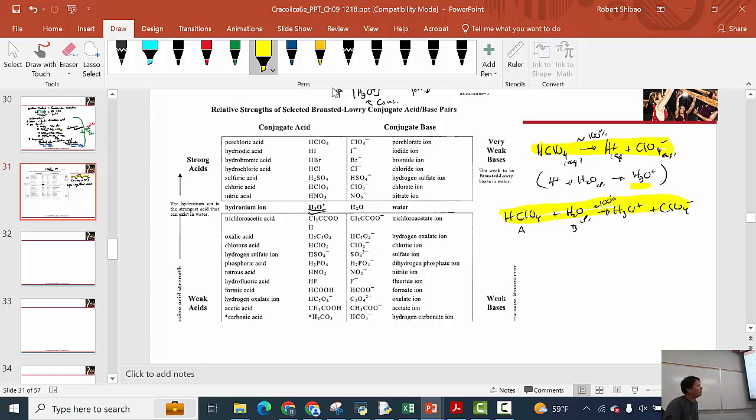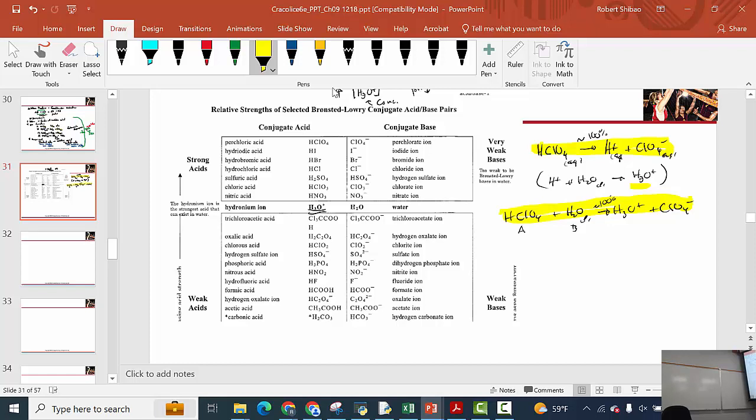The reason they're equivalent is because we know that free protons don't exist anyway, and that should be replaced with hydronium. But it's less writing, and so sometimes we'll write it like this on the top, sometimes we'll write it like this on the bottom. On the bottom, it's like this.